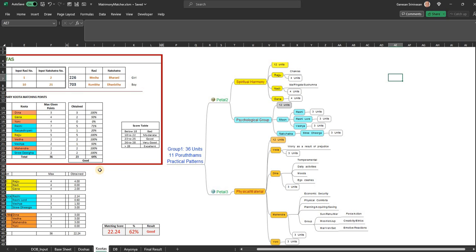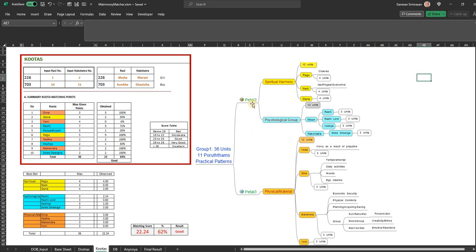I used the already existing Koota sheet. These come under petal 2 and petal 3 of the best bet approach, where the spiritual harmony, the psychological harmony, and the physical harmony are specific different colors you see here. These three are spiritual, these are psychological, these are the material and the physical, and each has 4 units, therefore 12 units for the entire group.